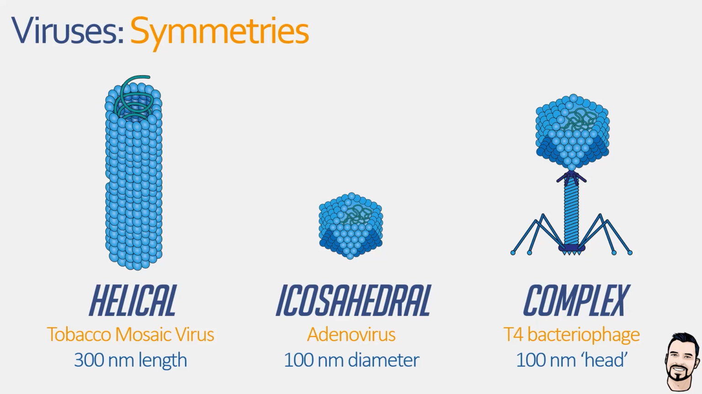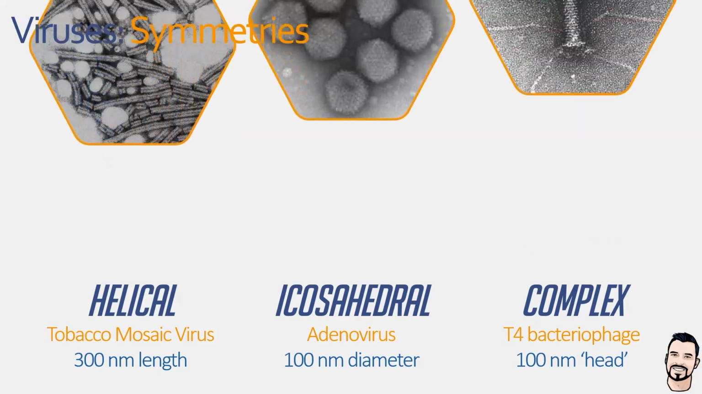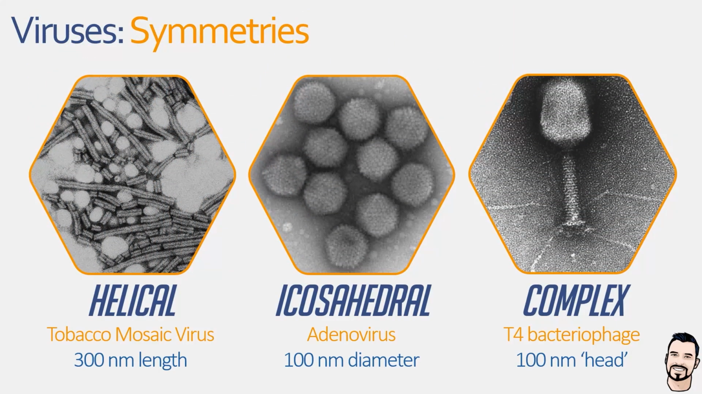Now we know these different symmetries exist because through our development of electron microscopy, we can visualize them with different electron microscopes. And so on the left, we can see the helical nucleocapsid of the tobacco mosaic virus, which causes tobacco mosaic disease. Then in the middle, we have the icosahedral nucleocapsid of the adenovirus, which is responsible for respiratory infections and cold-like symptoms. And finally, on the right, we have the complex symmetry of the T4 bacteriophage.